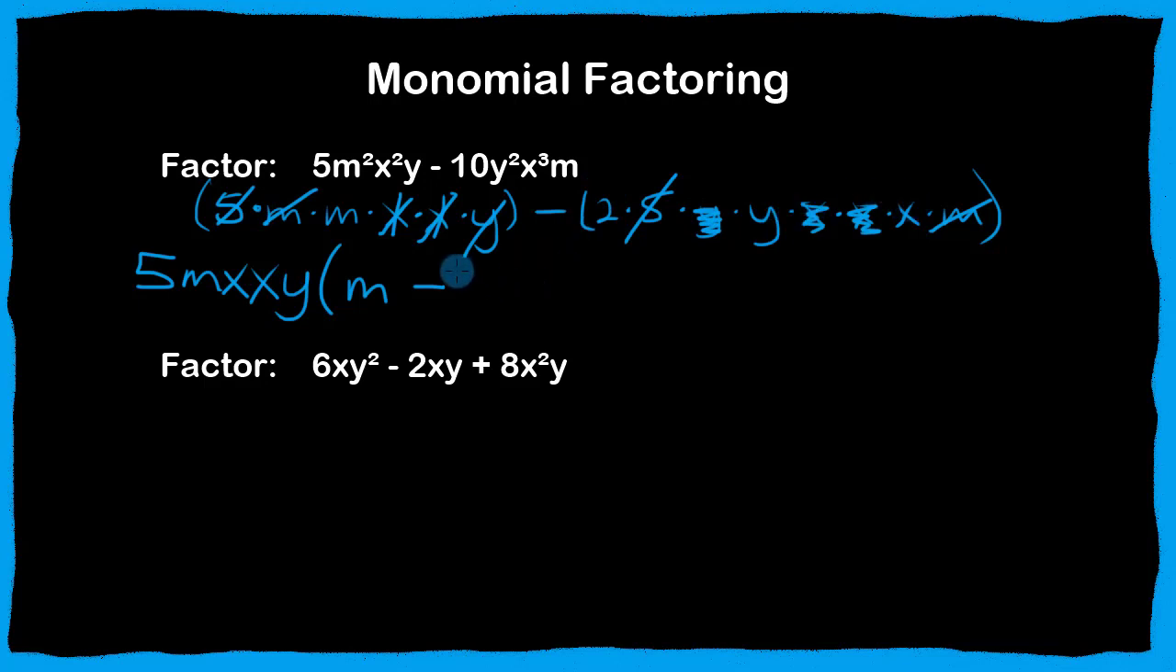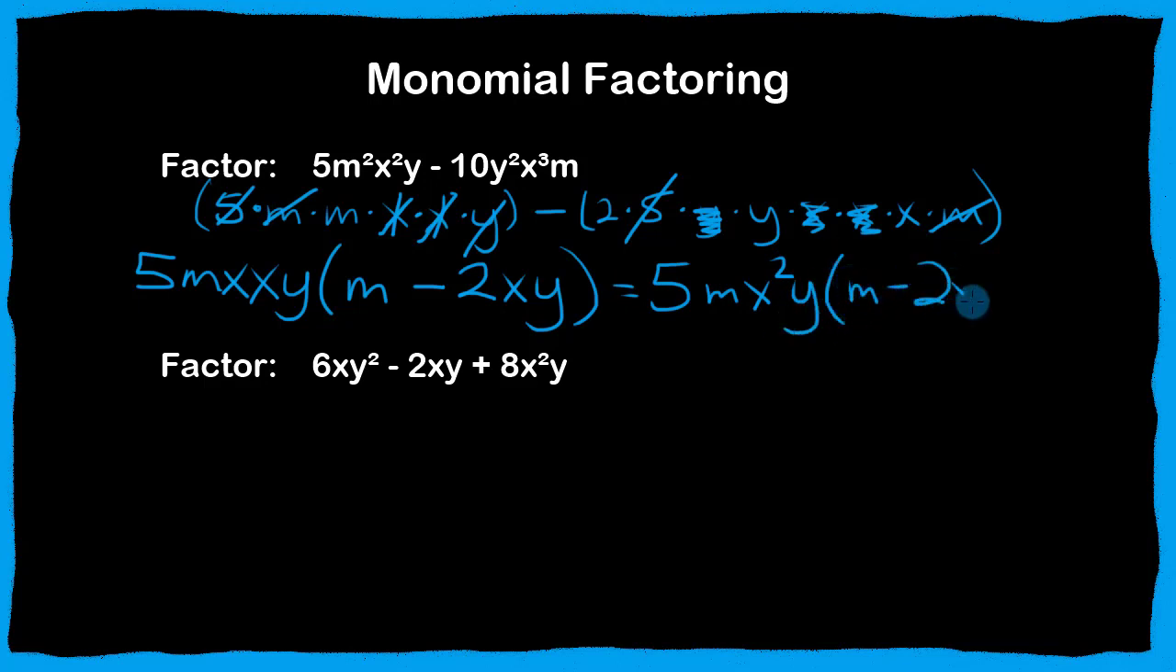I'm going to write them in alphabetical order with the constant first. So that's going to be 2, x, y, closing parentheses. So here's my final expression, except that I would change this into x squared. So let's rewrite this one more time. 5mx squared y, opening parentheses, m minus 2xy, closing parentheses.